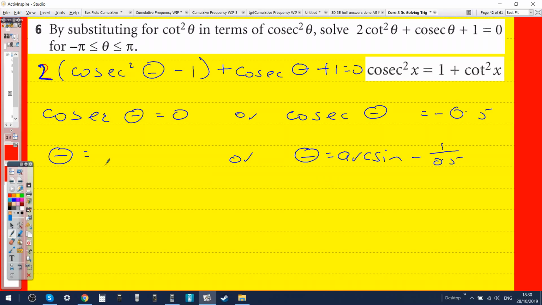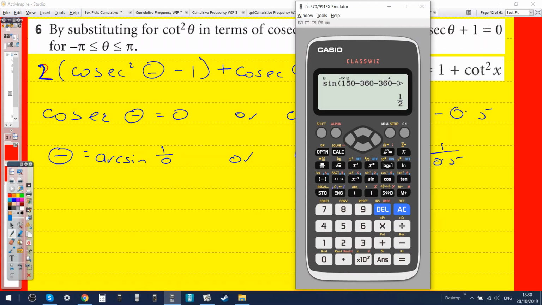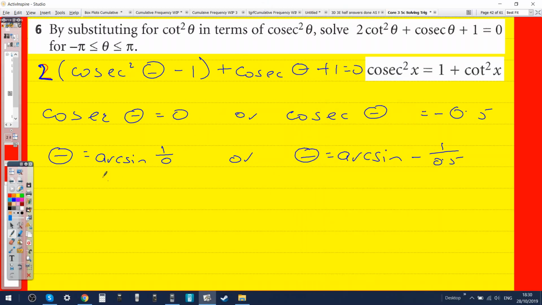Did you put into your calculator arc sine 1 over 0? Yeah. 1 over 0. No, maths error. Why is that? I'm not too sure. You are dividing by 0. Can't do. So it would be nothing. So no solutions there. And the second one is non-real.